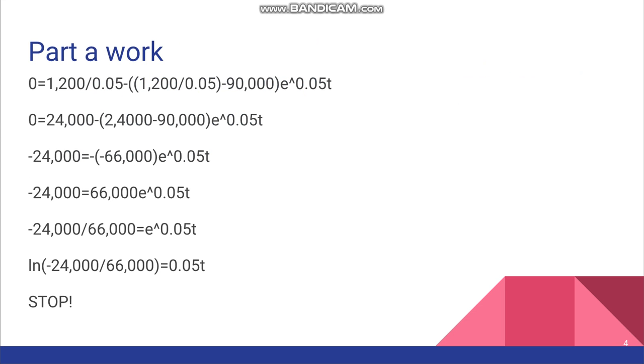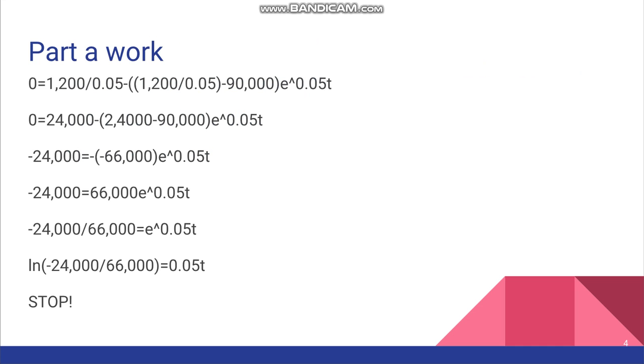For the work for Part A, I will first simplify as much as possible. For this, 1,200 divided by 0.05 will become 24,000 in both places. The next step, I will subtract 24,000 from both sides to get E by itself, as well as subtract 90,000 from 24,000. In the next step, I will distribute the negative into the negative 66,000 to get a positive 66,000.